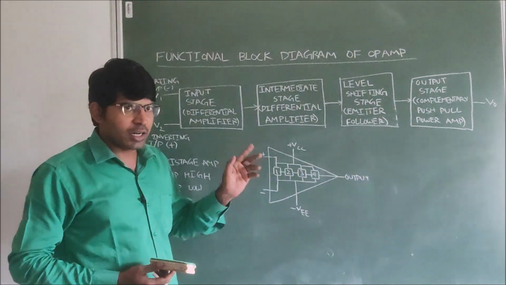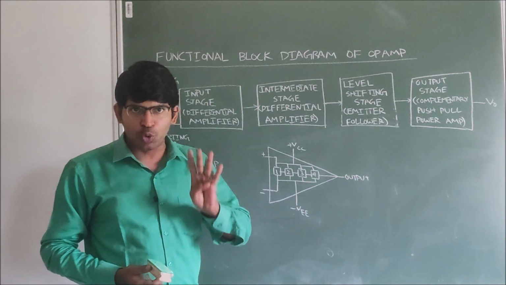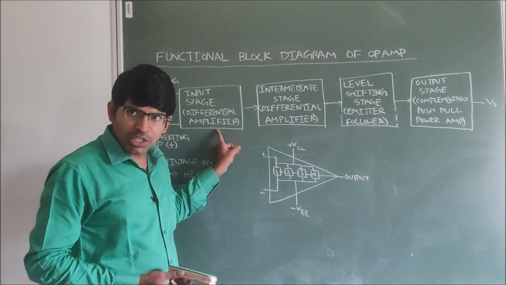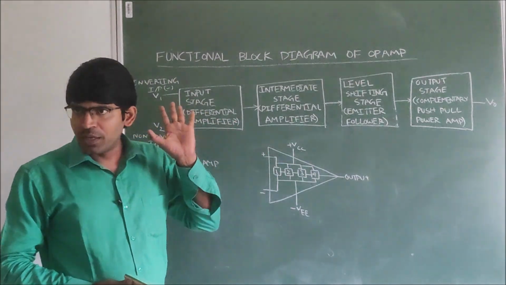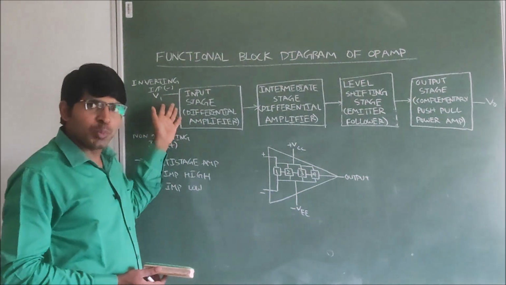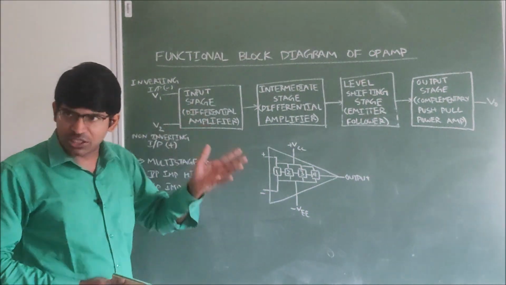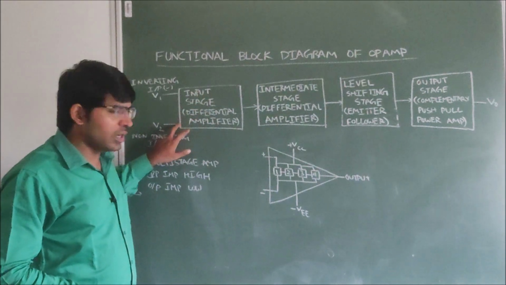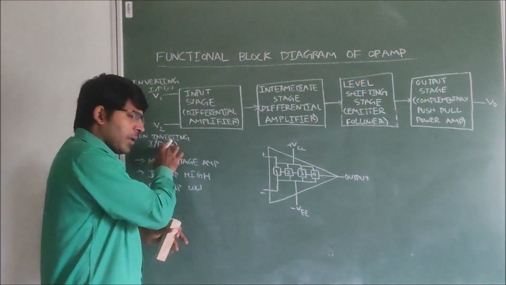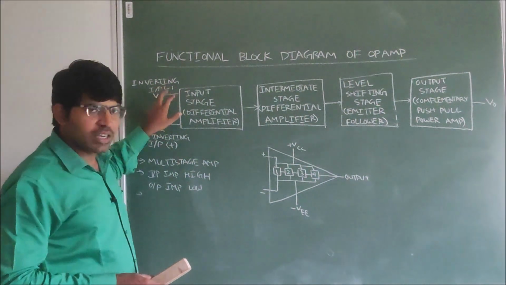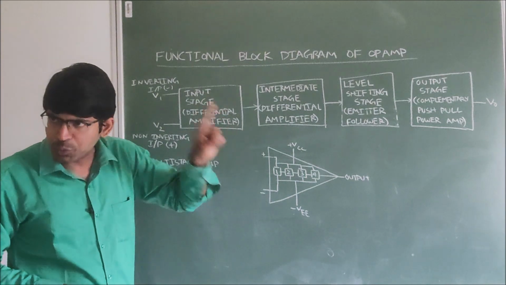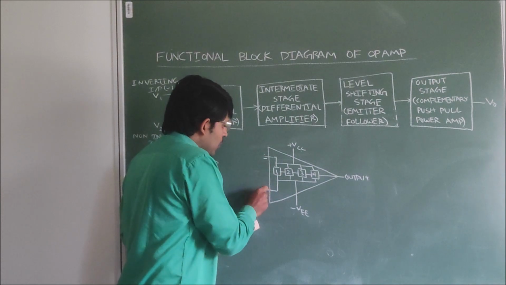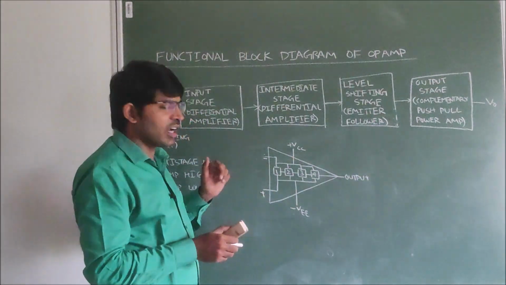The functional block diagram of this operational amplifier includes 4 blocks. The first stage we call the input stage. We are using the differential amplifier, which takes 2 inputs, V1 and V2, as we discussed in the last class. One input is called the non-inverting input, represented with plus, and one input is called the inverting input, represented with negative.